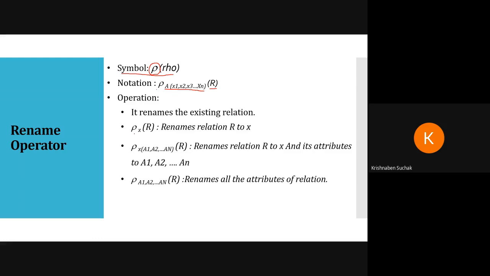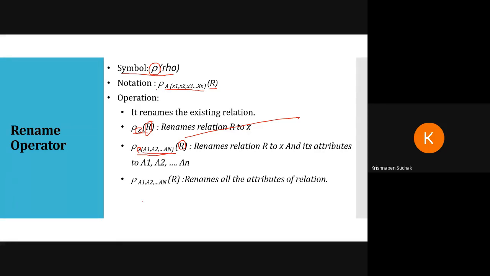Okay, see, rho X R renames the relation R to X. That means if your table name is R, it will rename your table name to X. Okay, this is the condition. Then rho X(A1, A2, ..., AN) R means it will rename your relation R to X. Why? Because here it is R and here you have given X. So it will rename your R to X and its attributes to A1, A2 to AN, whatever you have mentioned here. Attributes will also be renamed.